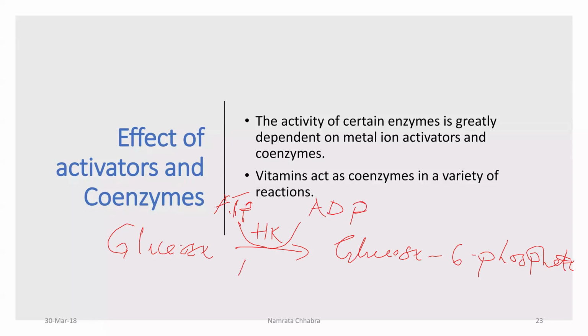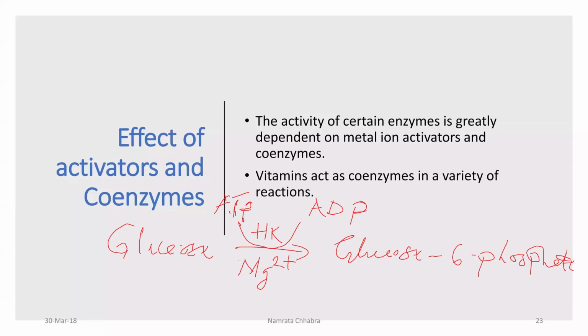But this enzyme hexokinase requires a cofactor. It requires a metal ion, magnesium ion, magnesium 2+. So this is an example of a cofactor that is required to make hexokinase active for it to convert glucose to glucose 6-phosphate. The process of doing this is the effect of activators and coenzymes. And of course, there are some reactions that have effects on both the activators and the coenzymes.